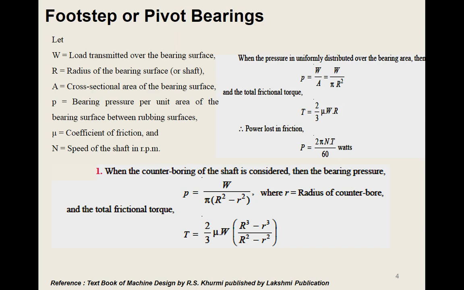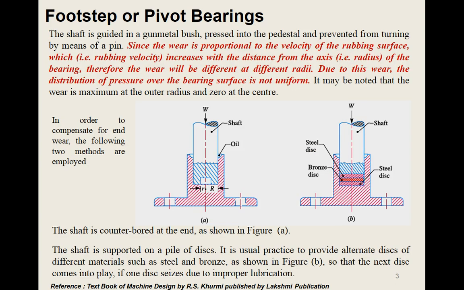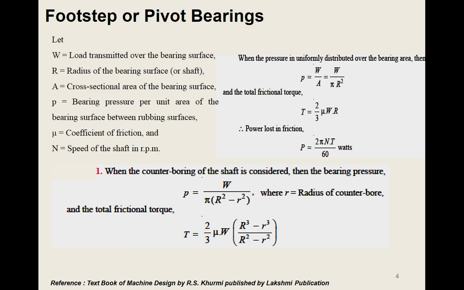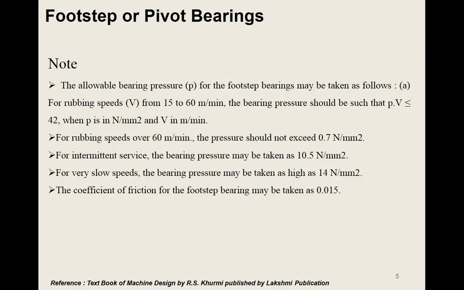But when the shaft is counterbored, then the bearing pressure is changed. The equation is small p is equal to W upon pi, capital R square minus small r square. The capital R and small r you can see in diagram A. The capital R is the radius of the shaft, and the small r is the counterbore which is provided in the shaft. In this case, the total frictional torque also changes, and it is given as 2 by 3 mu W, capital R cube minus small r cube upon capital R square minus small r square.